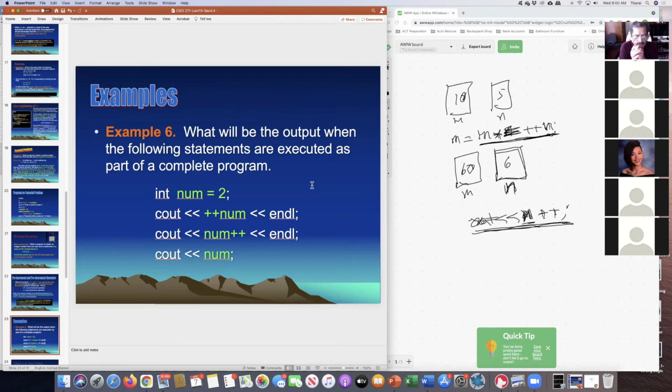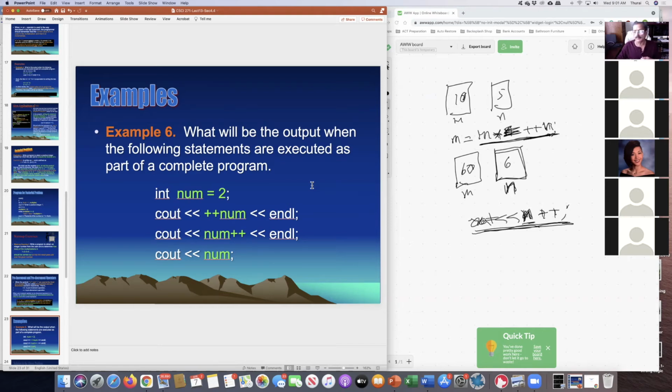The first cout statement is going to increment num to 3 and then print. So that'll be a 3. Now, the next one will print the current value, which is 3, then increment num to 4. So there will be 2 3s now. The next one will be printing 4. Everybody's clear?